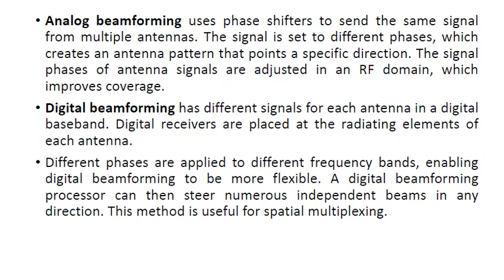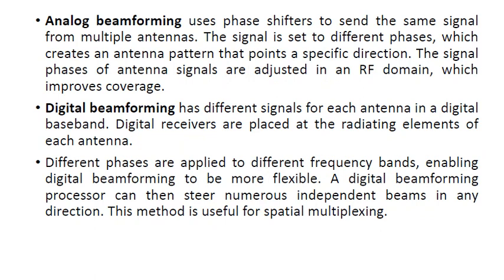Analog beamforming uses a phase shifter to send the same signal from multiple antennas. The signal is set to different phases, which creates an antenna pattern that points in a specific direction. The signal phases of antenna signals are adjusted in an RF domain, which improves coverage.